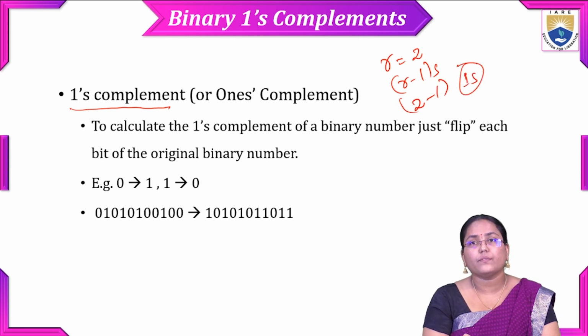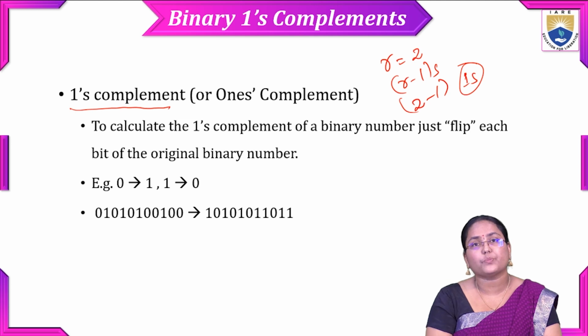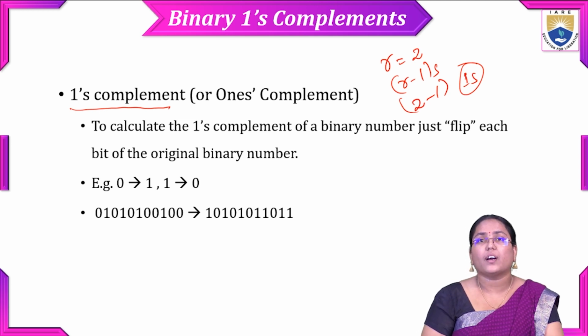Here, to calculate the 1's complement of a binary number, just flip each bit of the original binary number. This is the easiest procedure to perform the 1's complement.